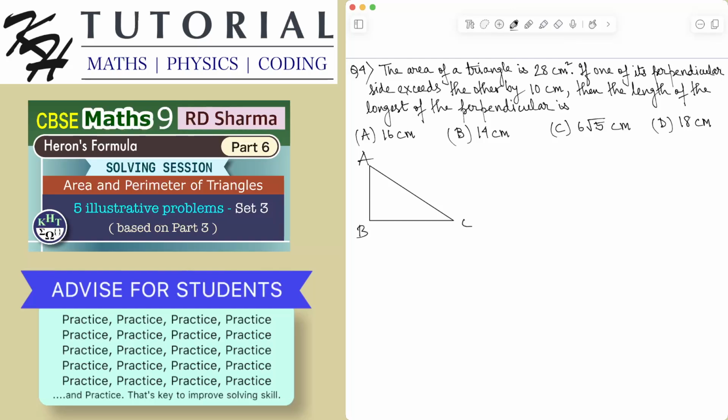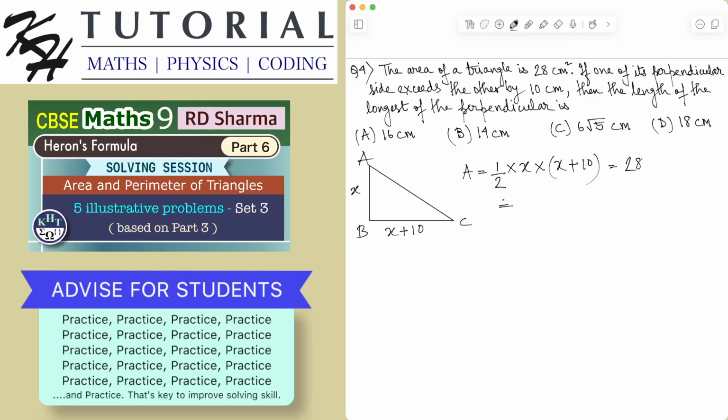Let's say the length of the shorter perpendicular side be x centimeter. I'm not writing the units, I hope you will understand. Then the length of the longer perpendicular side will be x plus 10, since it is given if one of its perpendicular side exceeds the other by 10 centimeter. Okay. So area then will be equal to half into the product of the length of the perpendicular sides, which is x multiplied by x plus 10. This is given to be 28.